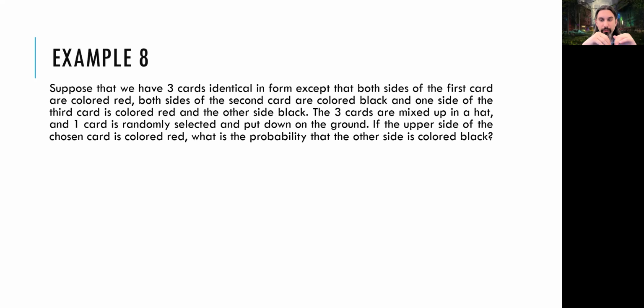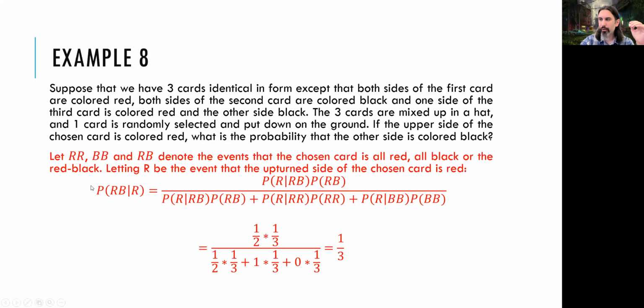Now, what I'm looking for is the probability that this card is red-black, given that I have seen the red. So RB given R. I'm looking for this probability. I'm going to have to just open it up with Bayes as usual.